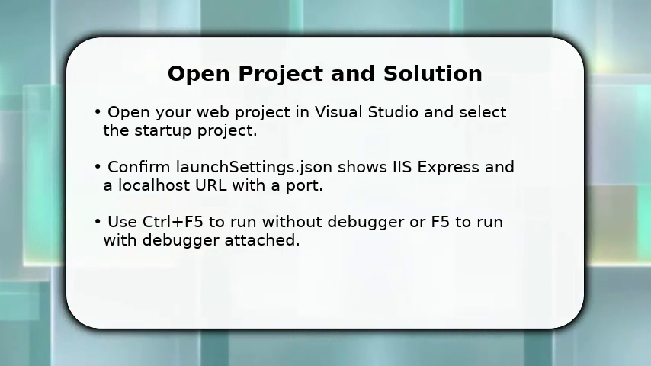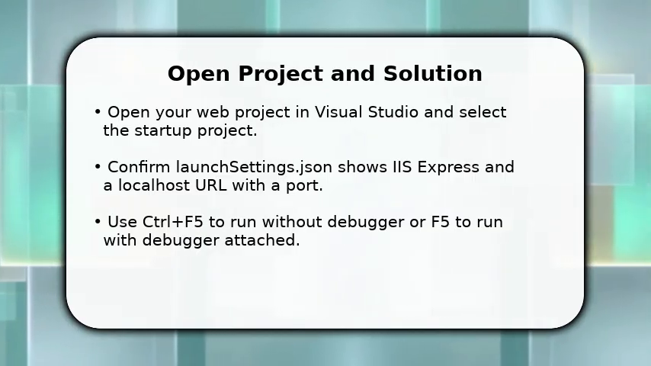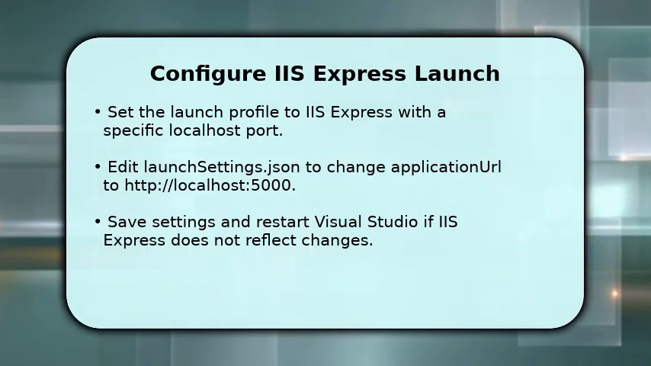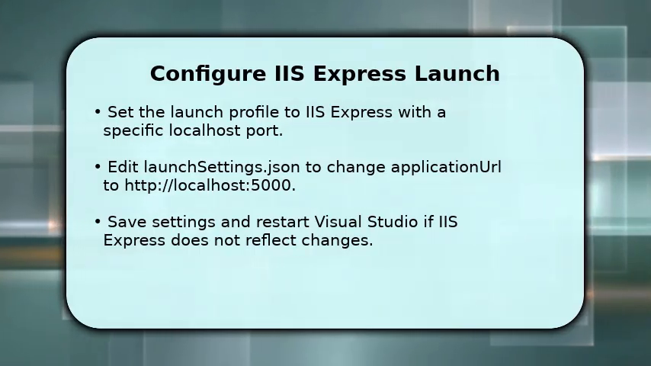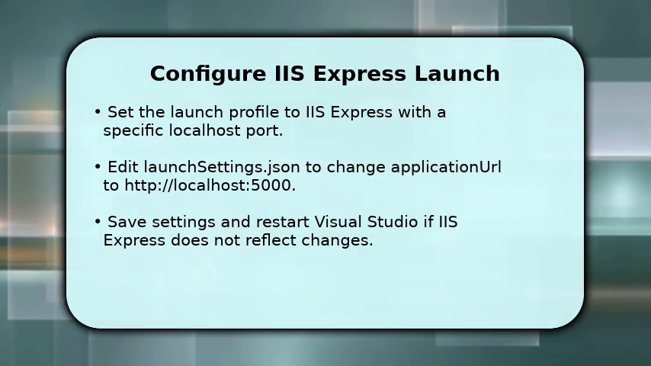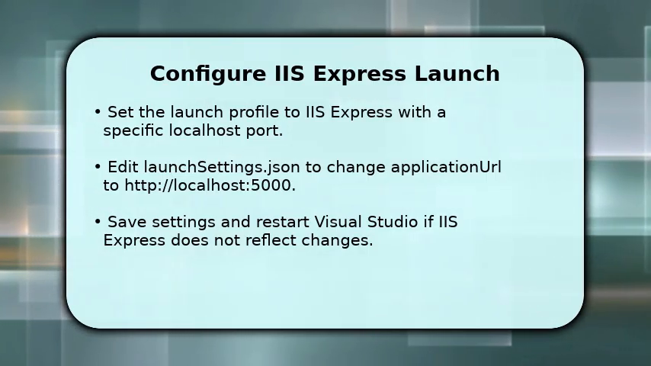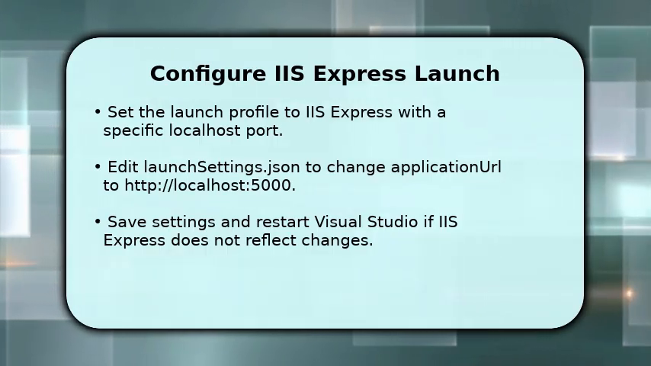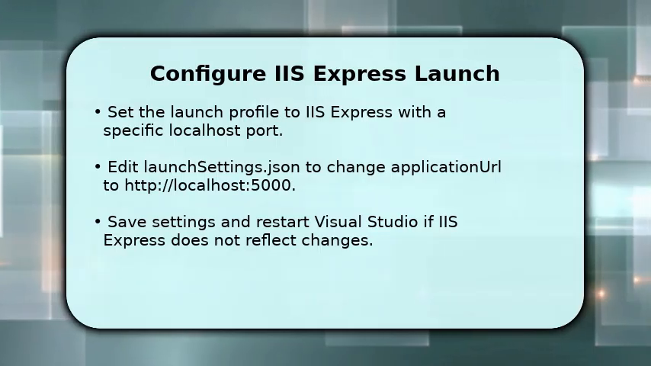Open the project properties and pick the Debug tab to configure launch settings. Set the launch profile to IIS Express and specify an application URL using http://localhost:5000 or a similar port. If you need HTTPS, use https://localhost:44300 and ensure the SSL port matches.